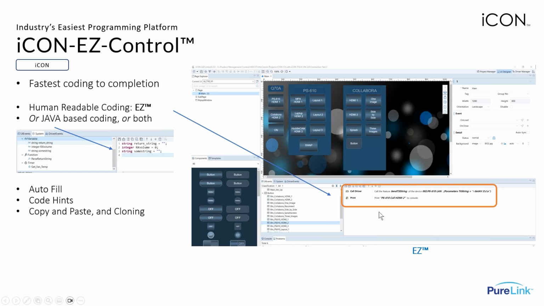Then on the bottom right, you'll see in this orange box, this is actually an example of the easy language code. And you can see it's in English. It just says call the feature, which is send a string to PS610. That's one of our switchers, a 6x1 switch. And then it shows what that string is that's going out.